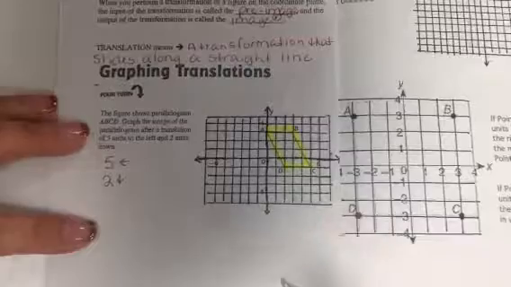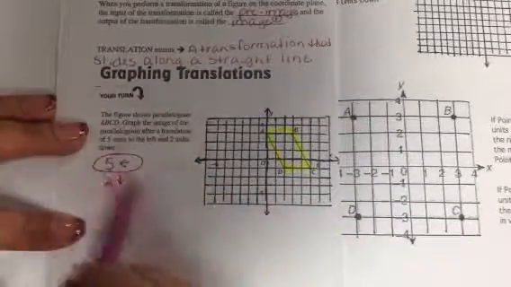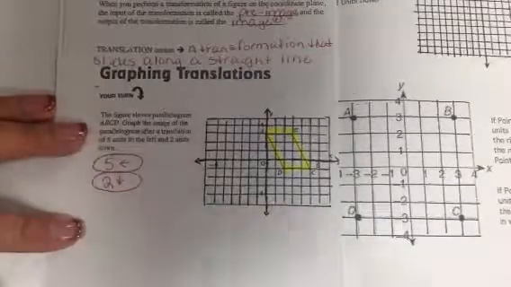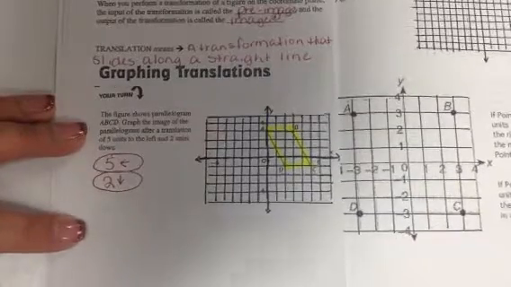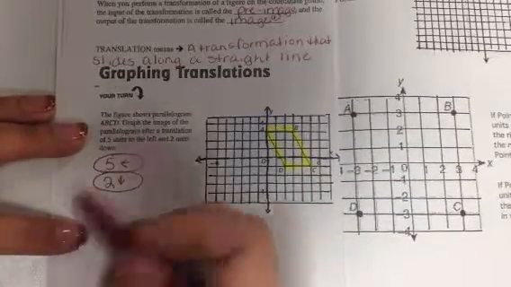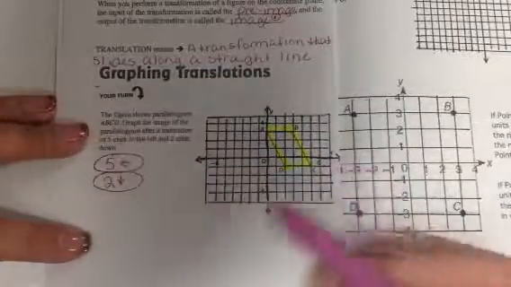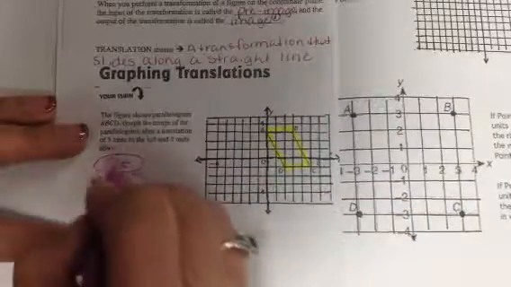Okay, here's how you write the algebraic representation. We know that 5, if it goes left and right, it goes with the X. 2 goes up and down, so it's going to go with the Y. Now what we have to figure out is, if 5 is going left, it's going towards the negative, so we're going to subtract 5. So when 5 goes left, it's a subtraction. If it goes right, it's an addition. And it's not always going to be 5. It's just if it's moving left or right.